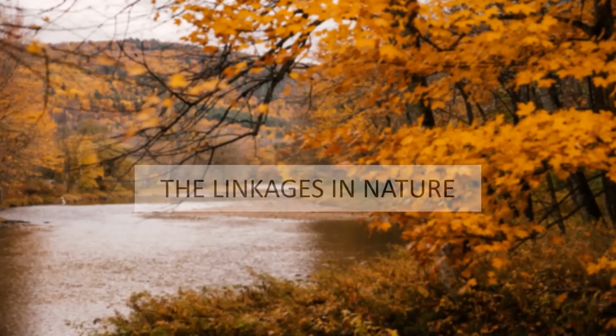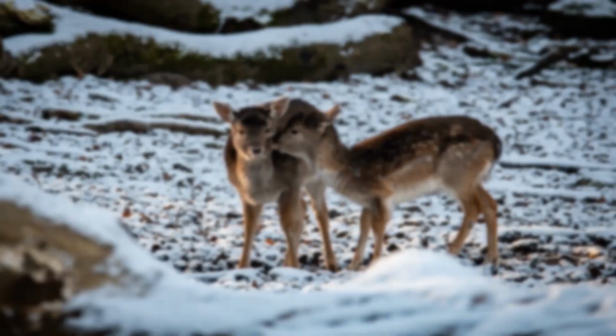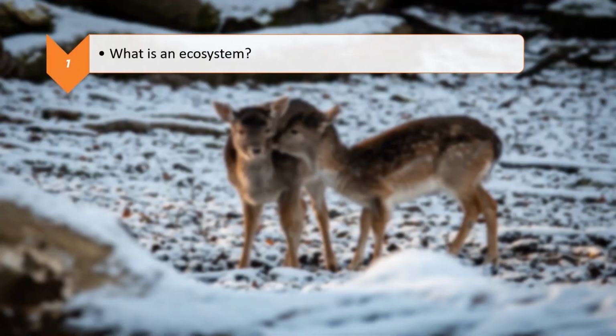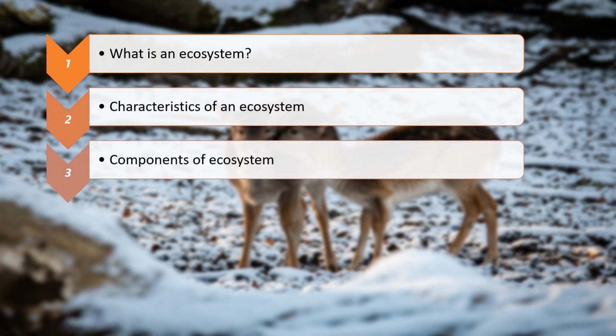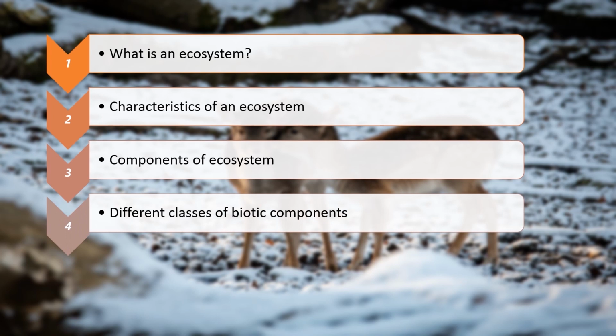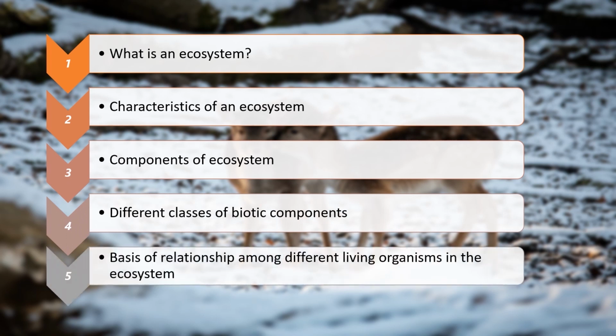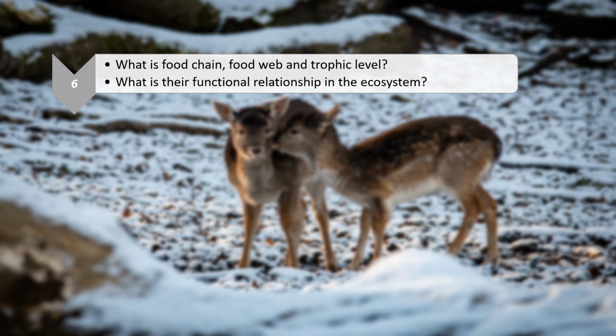Hello learners, I am here to talk to you about the linkages in nature. Before starting with the topic, we should have a clear idea of what is an ecosystem, what are the characteristics of an ecosystem, what are the components of the ecosystem, the different classes of the biotic components, the basis of the relationship among different living organisms in the ecosystem, what is the food chain, food web, and the trophic levels? What is their functional relationship in the ecosystem?